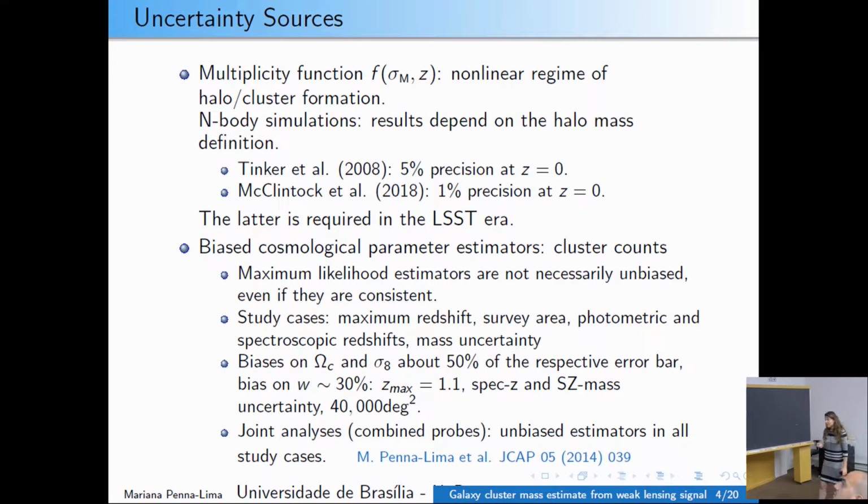And the good news is when we perform a joint analysis, in this case, we combined the cluster likelihood with CMB, the bias disappears, and we obtain unbiased estimators, okay?